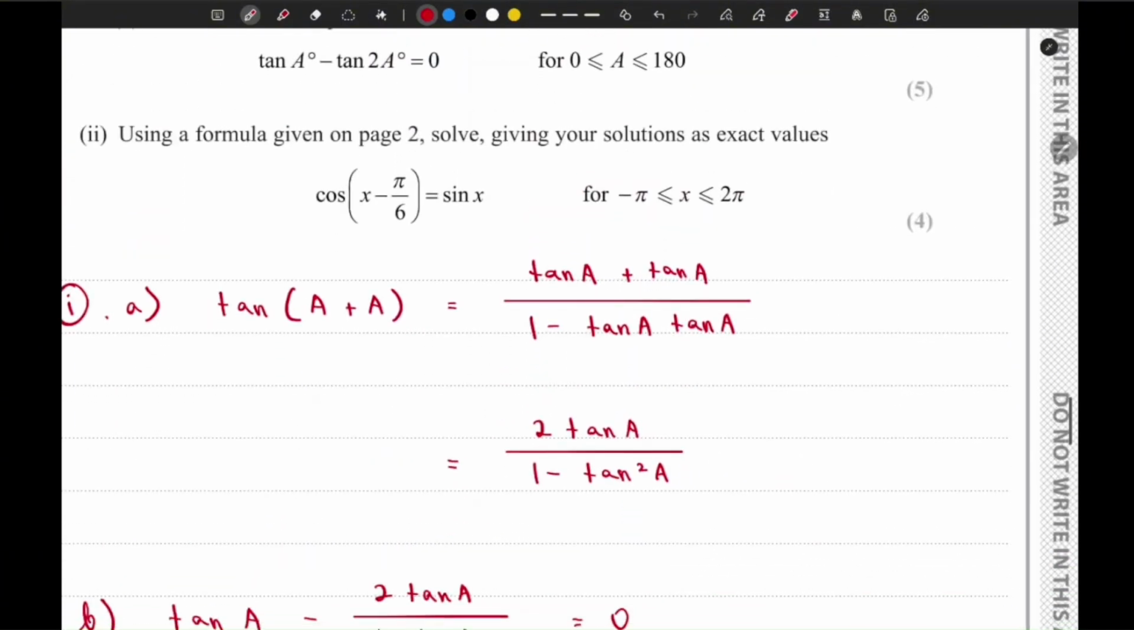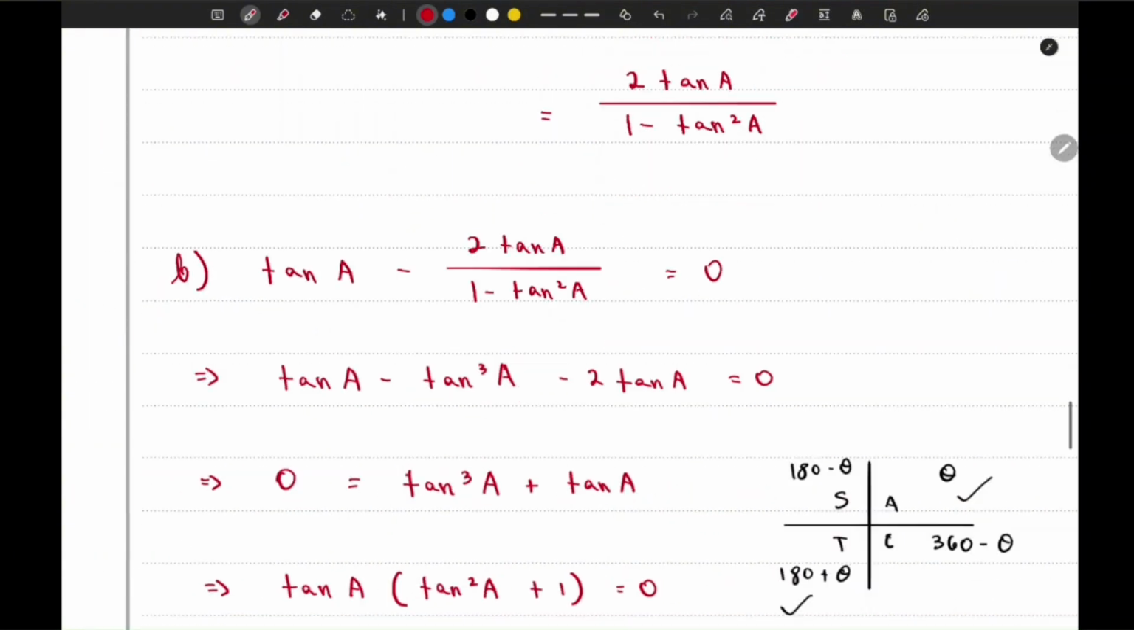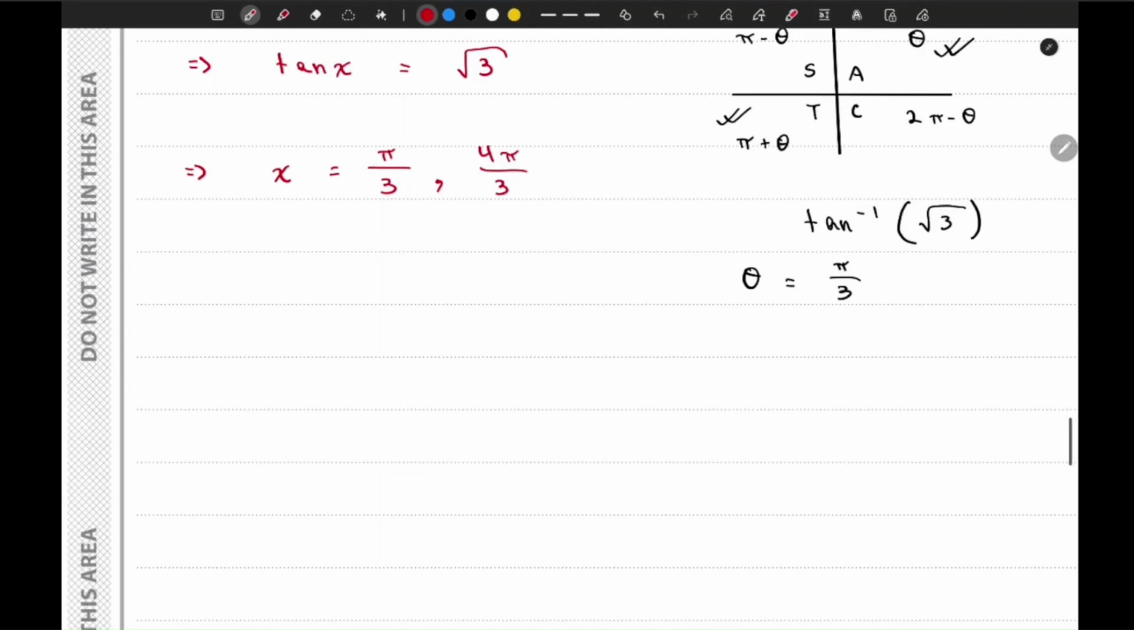Now the range they have given us is this one, from minus pi to 2 pi. So the value of 2 pi is around 6.283 and so on. The value of 4 pi by 3 is 4.1887. So this is in range. So in order to find out the next solution, we can add 2 pi to this value. So 2 pi plus pi by 3, which is not in range.